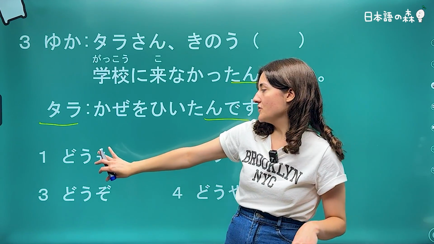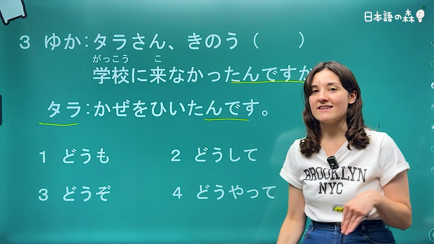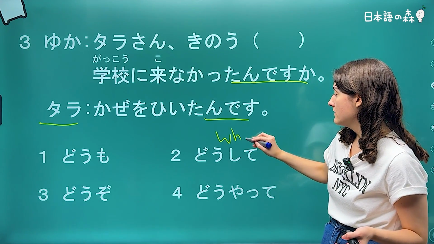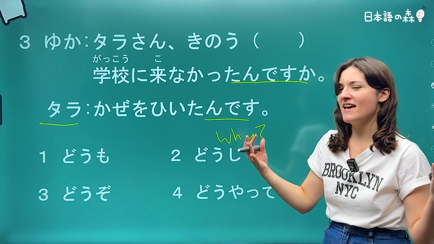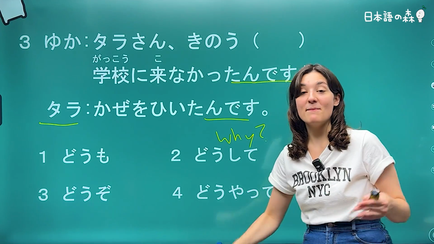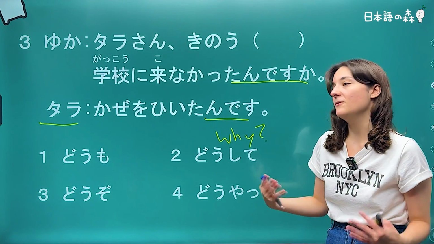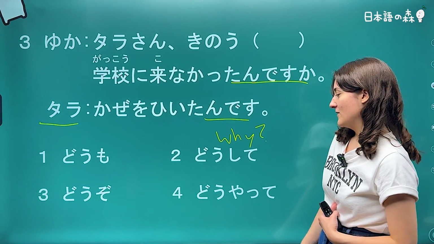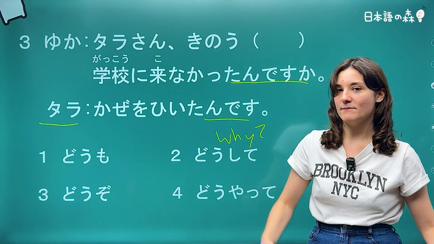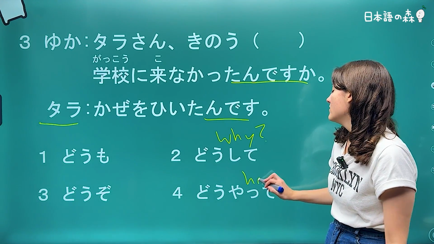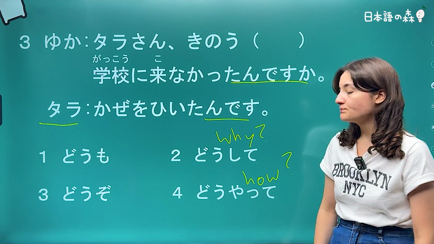So then here our options are domo. Domo means thank you. Doshite, that means why. Dozo, that means here you go. Like dozo yoroshiku onegaishimasu, whatever. So it's like, oh, it's so great to work with you. Or like dozo, suwatte kudasai. Please sit down. Doyatte, that means how, so like by what means.